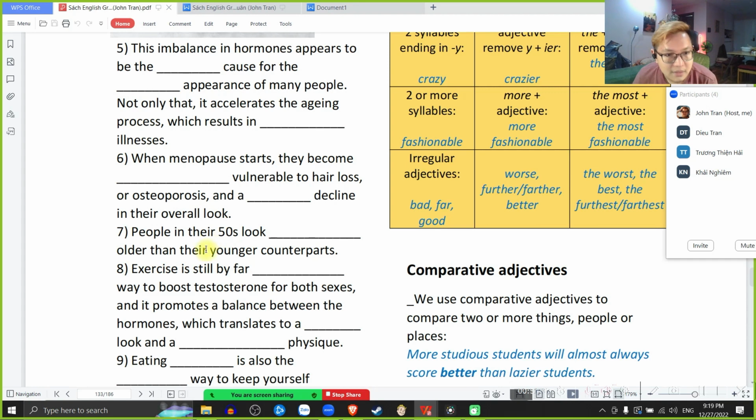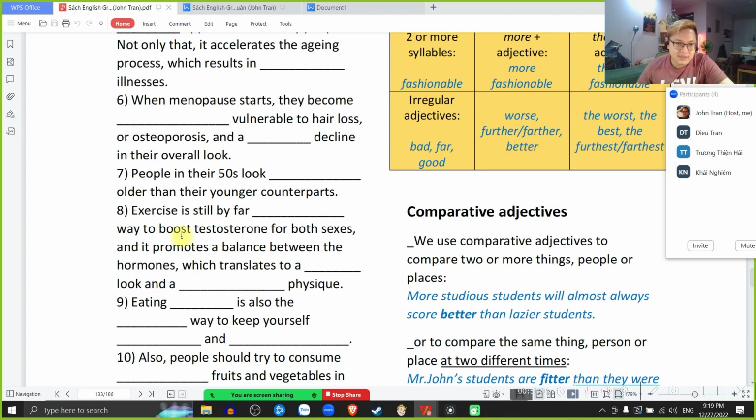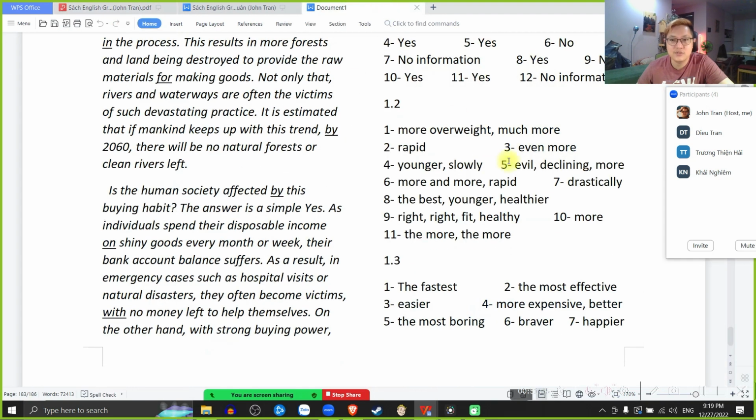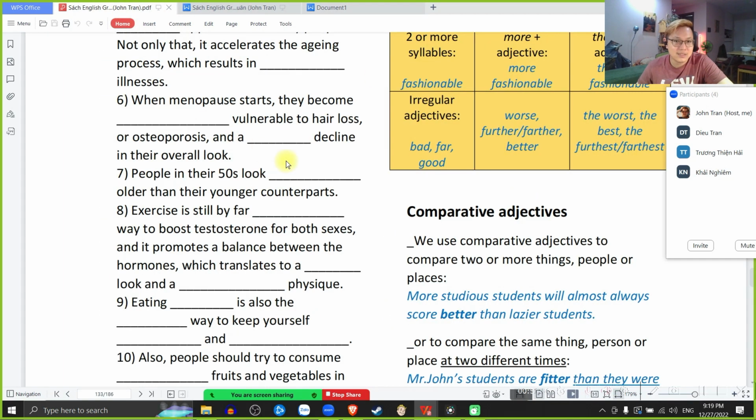So people in their 50s look drastically older than their younger, healthier counterparts. Remember to pronounce the ending sound clearly, everyone.